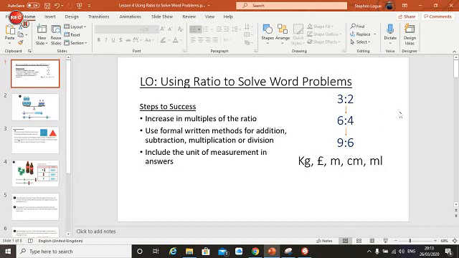New maths lesson. This time we're using ratio to solve word problems. If we remember from class how we can increase in multiples of a ratio, if we just add multiples of each side of the ratio on, side by side, we've increased by multiples of the ratio. Okay, let's have a look at the first problem.